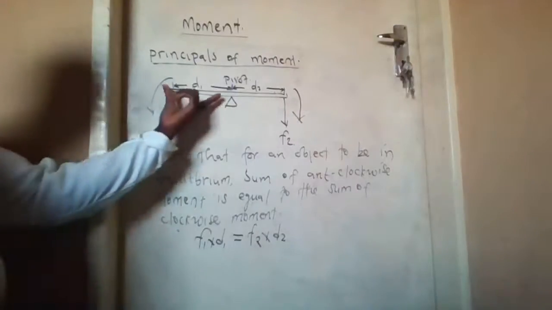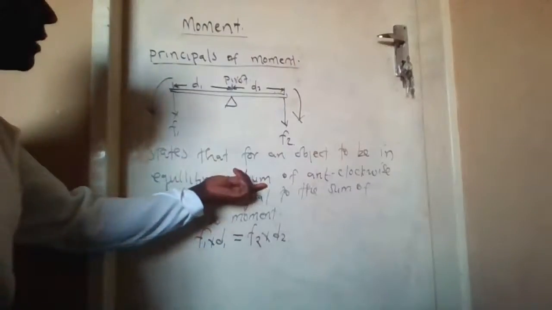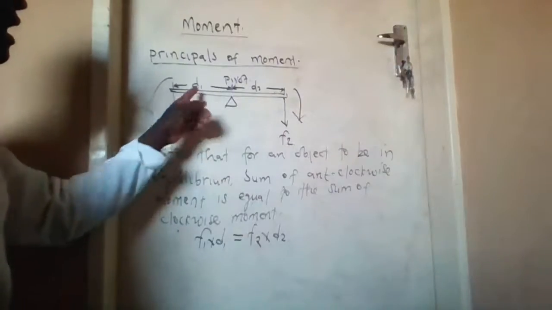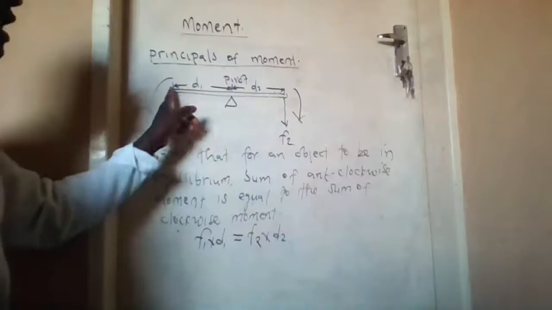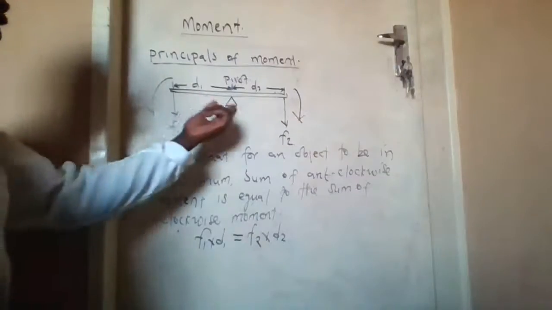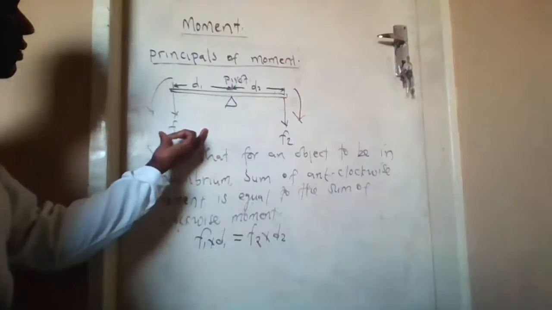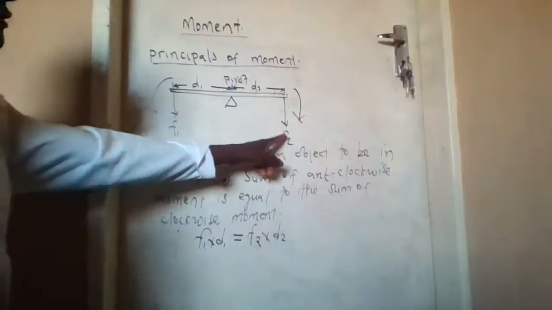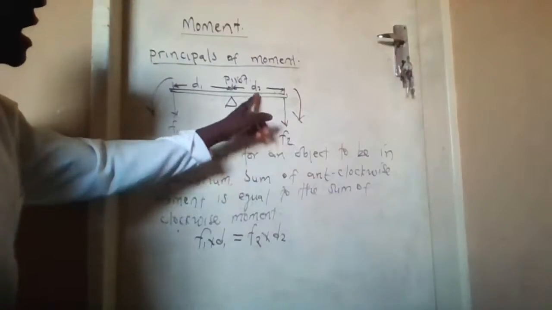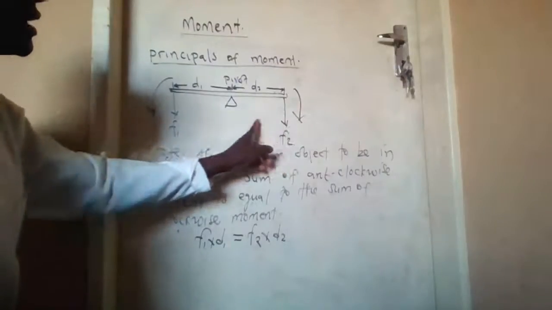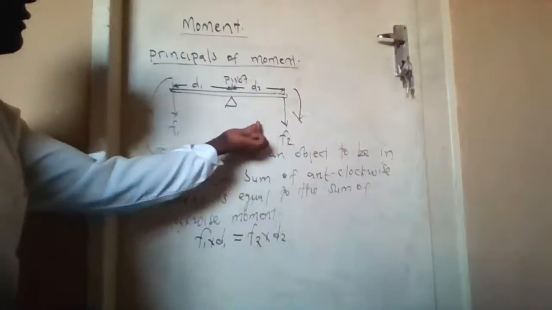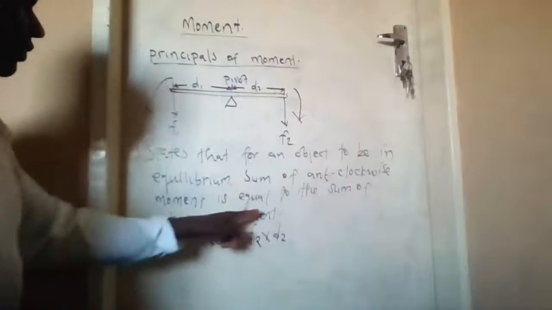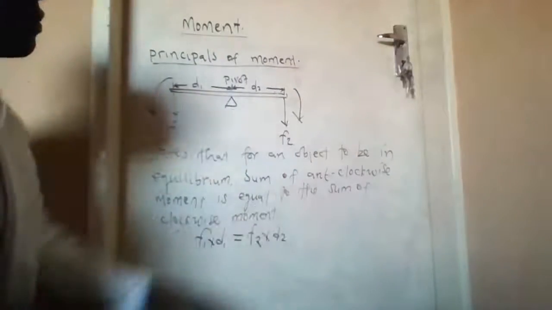We say the sum of the anti-clockwise moments because at times we can have two forces acting in the same direction. We can have F1 here and another force here, so we have the moment produced by this force and the moment produced by the other force. When you add them, it gives you the sum of the anti-clockwise moments. Another time you can have one force applied here and another applied here, acting from different points. You add the moment produced by each force, which gives you the sum of the clockwise moments.